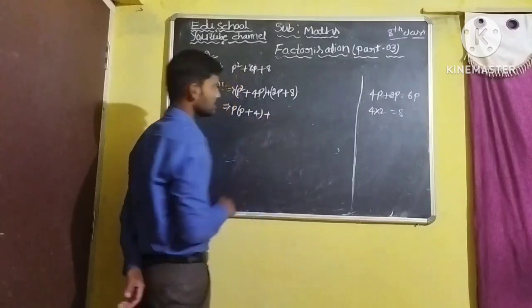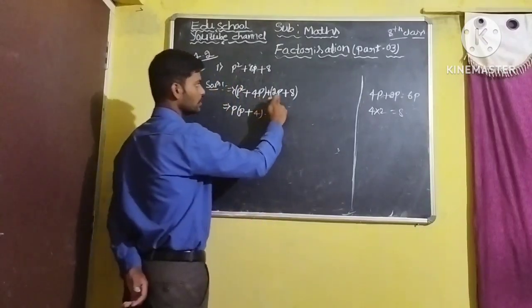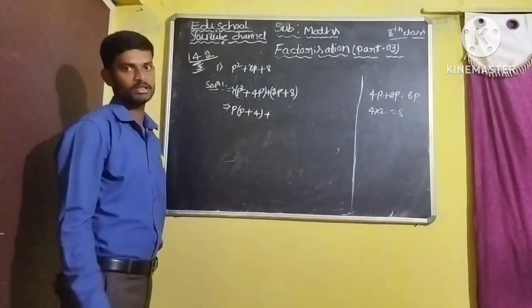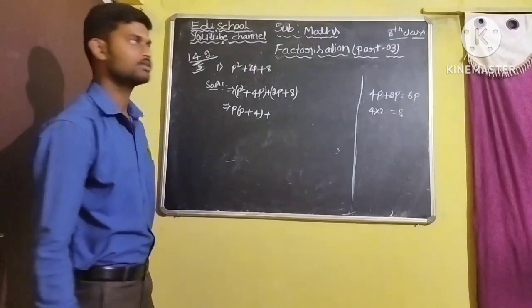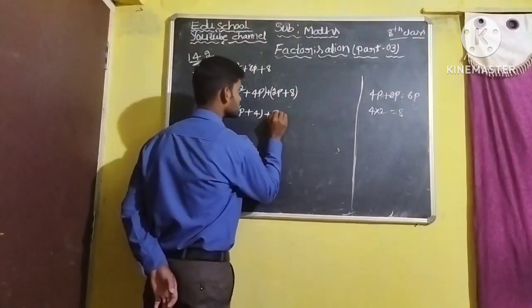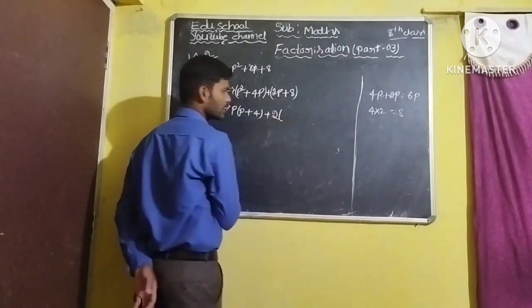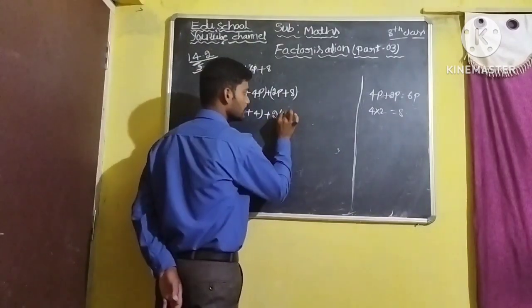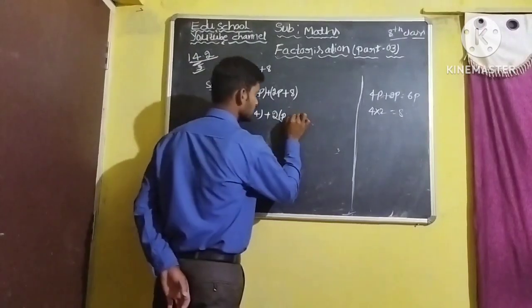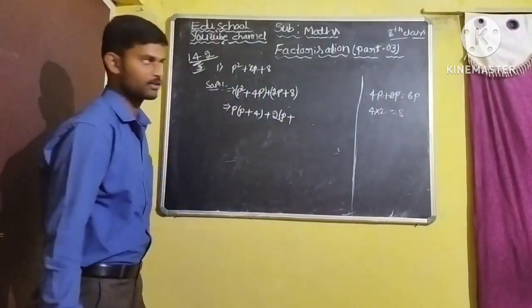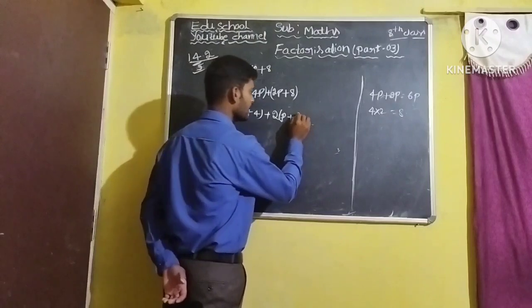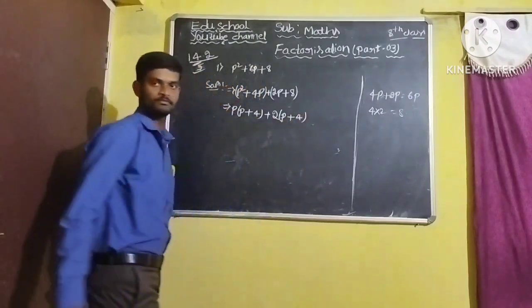Plus, I can take here 2 and 8 are coming from the same table, the second table, so I can take 2 as common in this group. So from 2p, taking 2 common, what remains is p, plus 4 2s are 8. So that's why instead of 8 I can write 4 only.